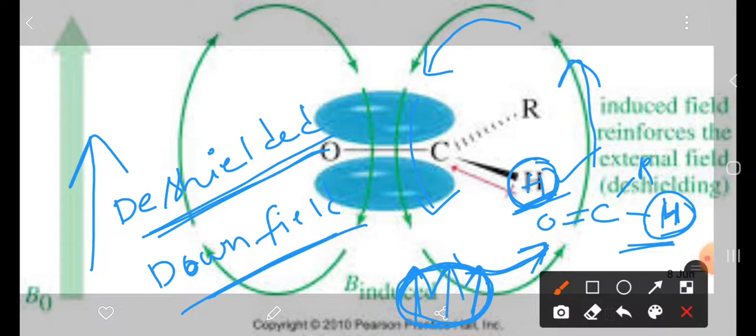Based on this shielding and de-shielding effect, the chemical shift values vary from compound to compound. Okay, it's a very important topic.